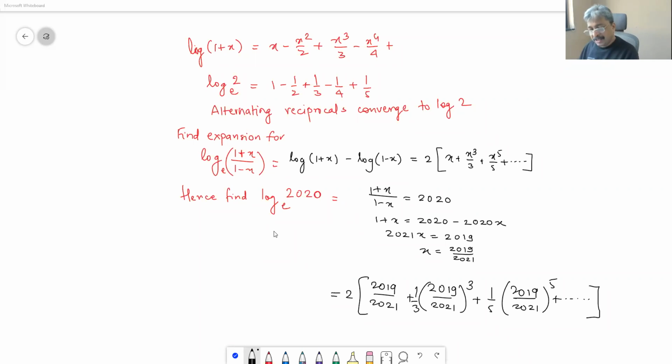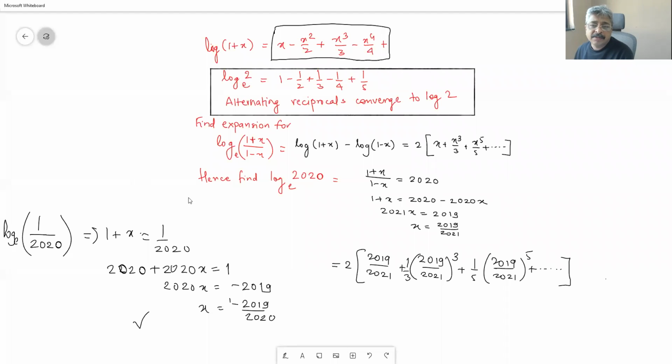Oh, that is a good idea. Check on your calculator by using the first formula and putting a value of x equal to 2019, and using this formula there will be a difference.